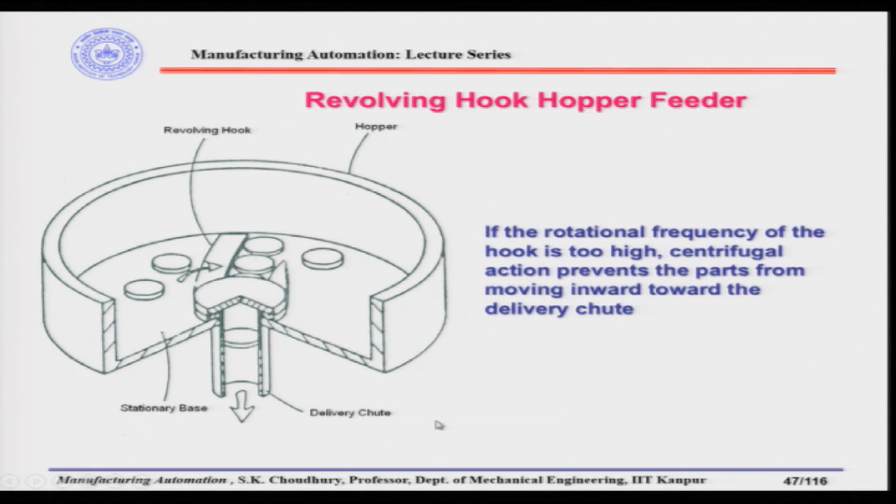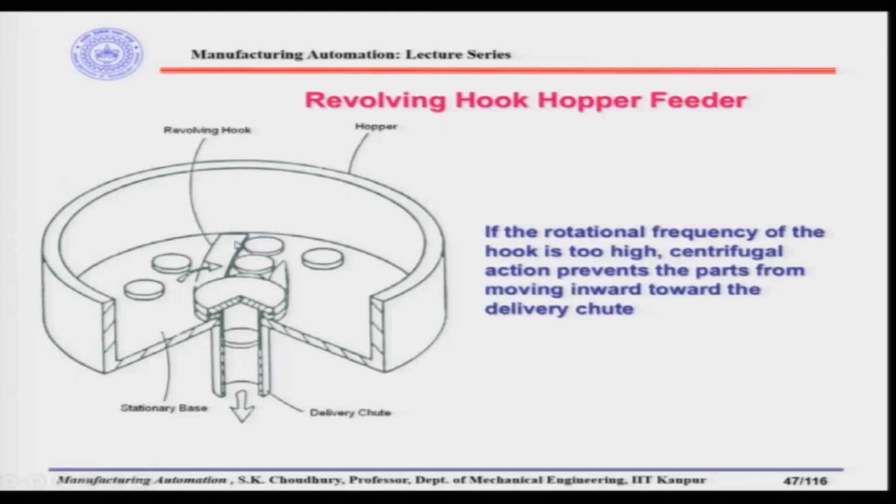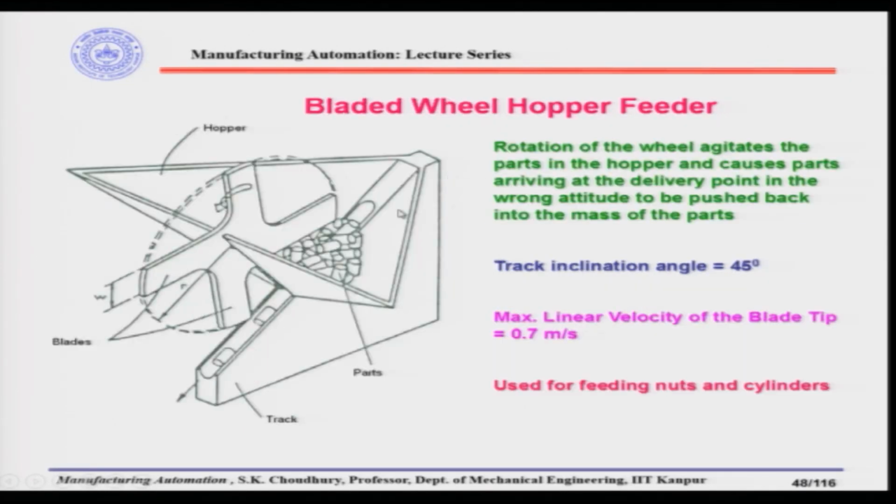Now, there could be another design of the revolving hook hopper feeder, where the hook is stationary and the base rotates. That is called the stationary hook hopper feeder. And the next hopper feeder is the bladed wheel hopper feeder. This is another design.